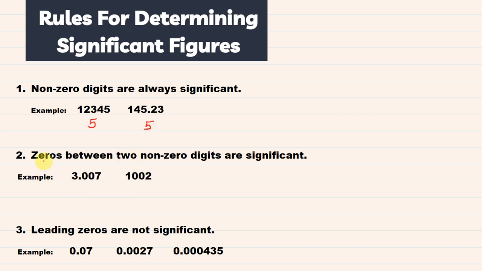Let's talk about rule number 2. It says that zeros between two non-zero digits are significant. You can see this example, 3.007. Two zeros are present between the numbers 3 and 7. Hence, these will also be significant. Therefore, we can say we have four significant figures in this number. In the second example, we have the number 1002. These two zeros will also be significant, and hence we have a total of four significant figures.